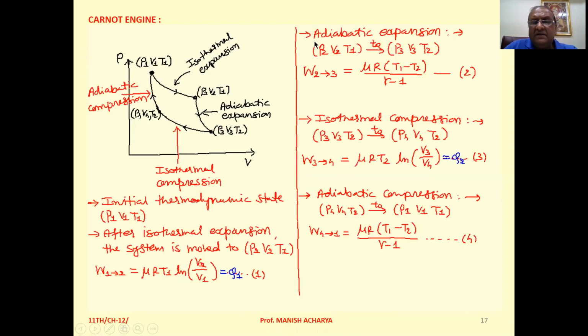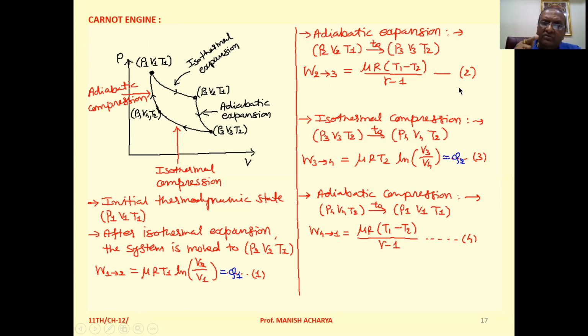Then the second thermodynamic process, adiabatic expansion. In an adiabatic process, the heat remains constant. Now the system moves from thermodynamic state 2 to thermodynamic state 3, where the pressure changes from P2 to P3, volume changes from V2 to V3, and temperature changes from T1 to T2. For the adiabatic process, we already discussed the work done. So W23 is mu R (T1 minus T2) upon gamma minus 1. This is equation number 2.